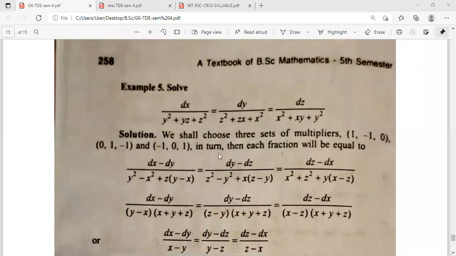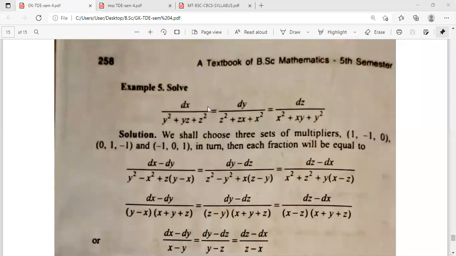Similarly, here also, replacing x by y, y by z, z by x, x plus z, you are getting this. Now you see here you have to choose the set of multipliers. The set of multipliers we are using here: first you take 1, minus 1, 0; 0, 1, minus 1; and minus 1, 0, 1.